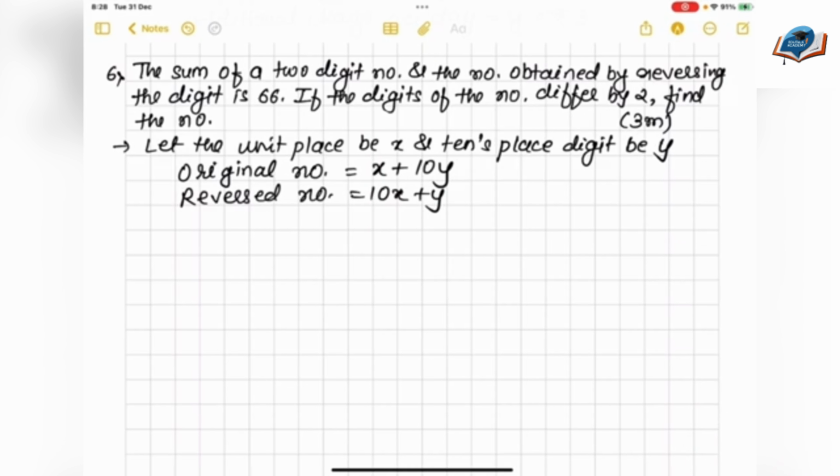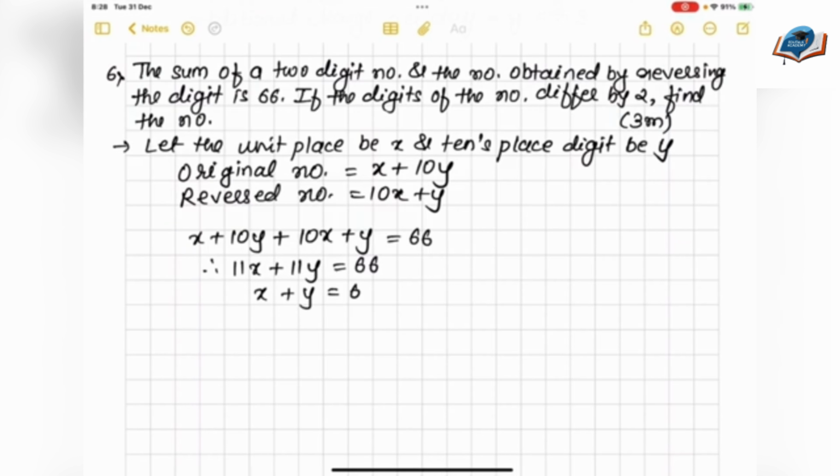Now he is saying the sum of both is 66. So x plus 10y plus 10x plus y equal to 66. So therefore 11x plus 11y equal to 66. So x plus y equal to 6. So that is one equation. Now also the difference of the digits is 2. So x minus y equal to 2. So this is second.